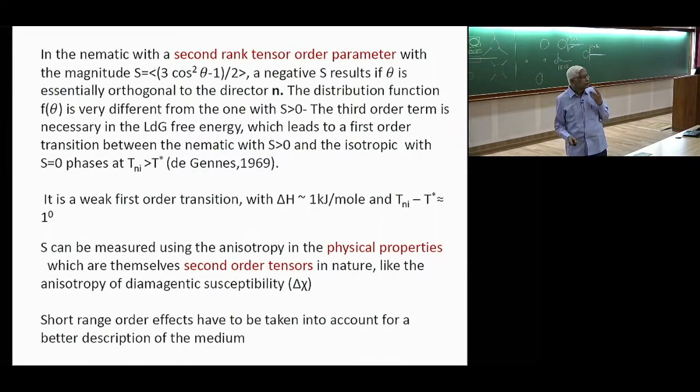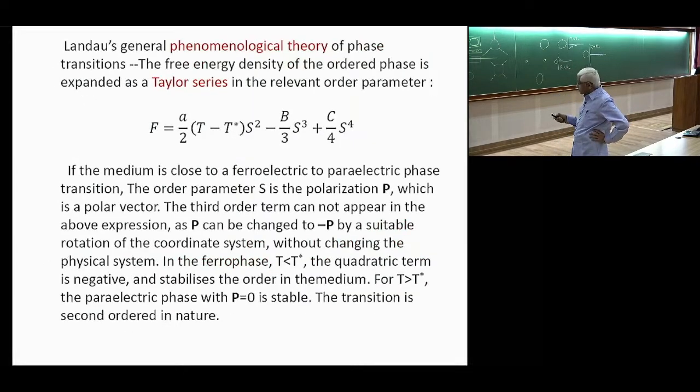In fact, this was the first main contribution of de Gennes to this field. So it is now called the Landau-de Gennes free energy. And once you have a third order term which is non-zero, this leads to a weak first order transition between S equal to 0 and S non-zero at a finite value of S. And the strength of the transition depends upon this coefficient B.